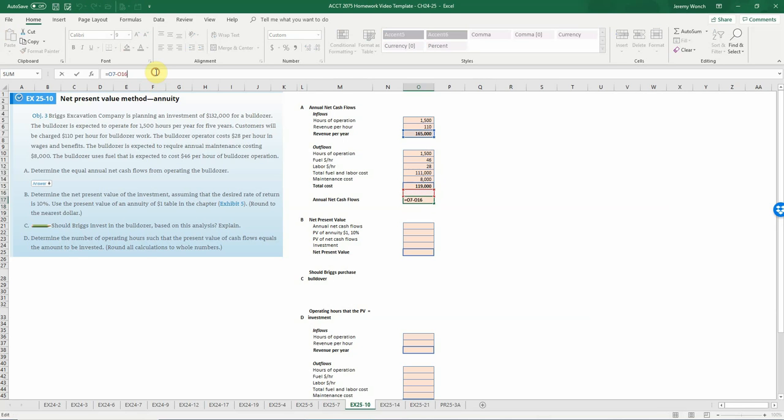Whoops, I missed. There we go. So net annual cash flows of 46,000.